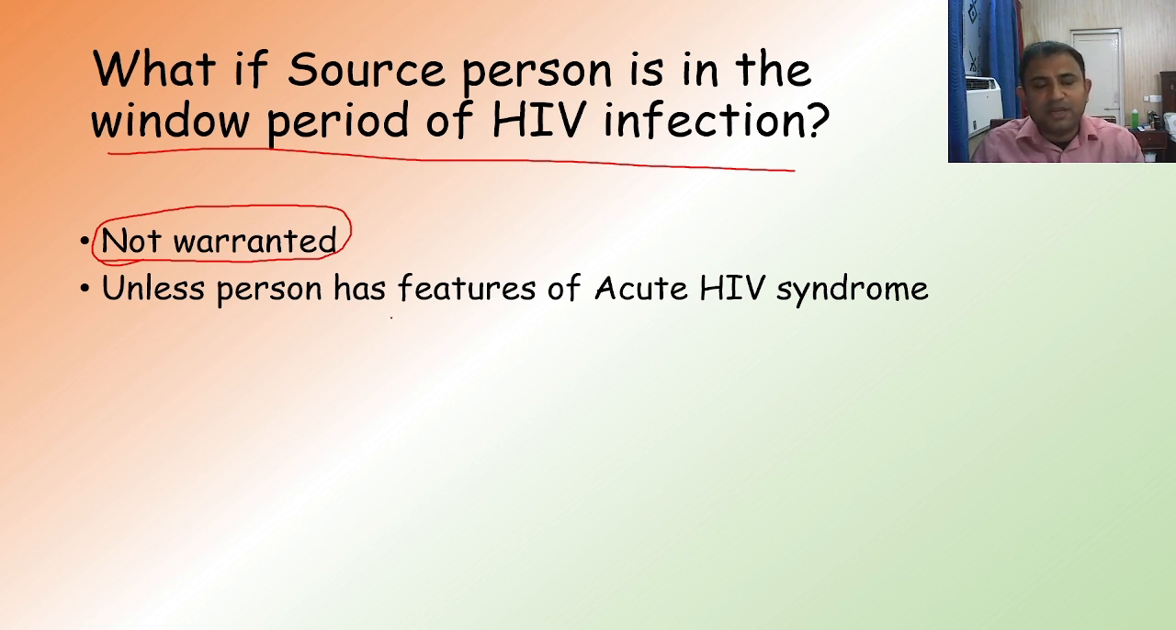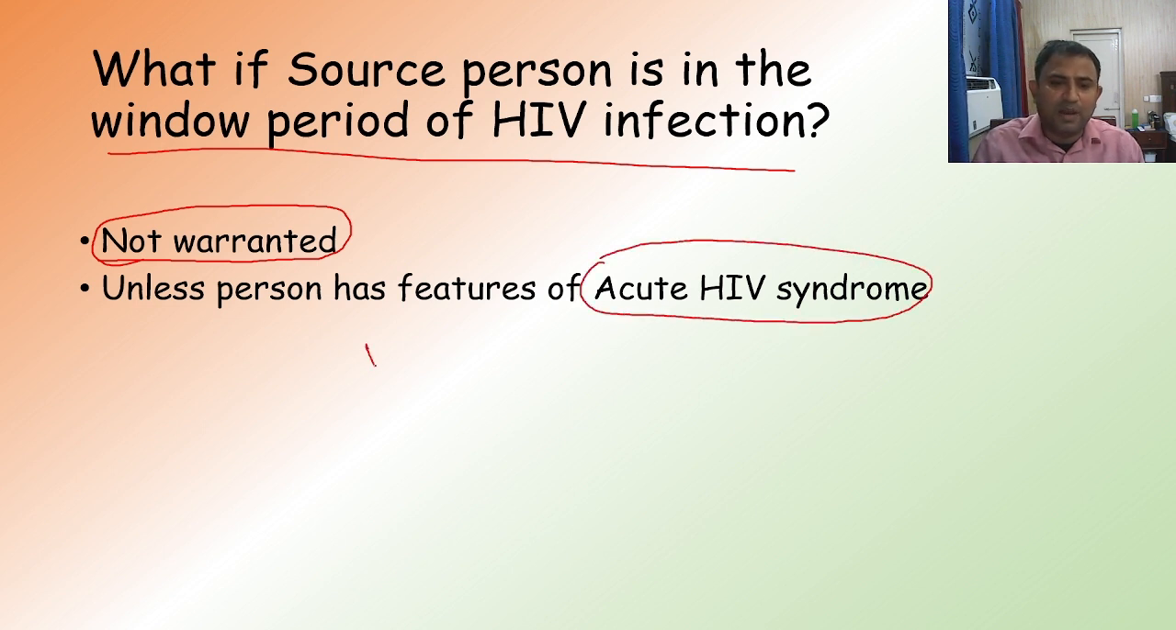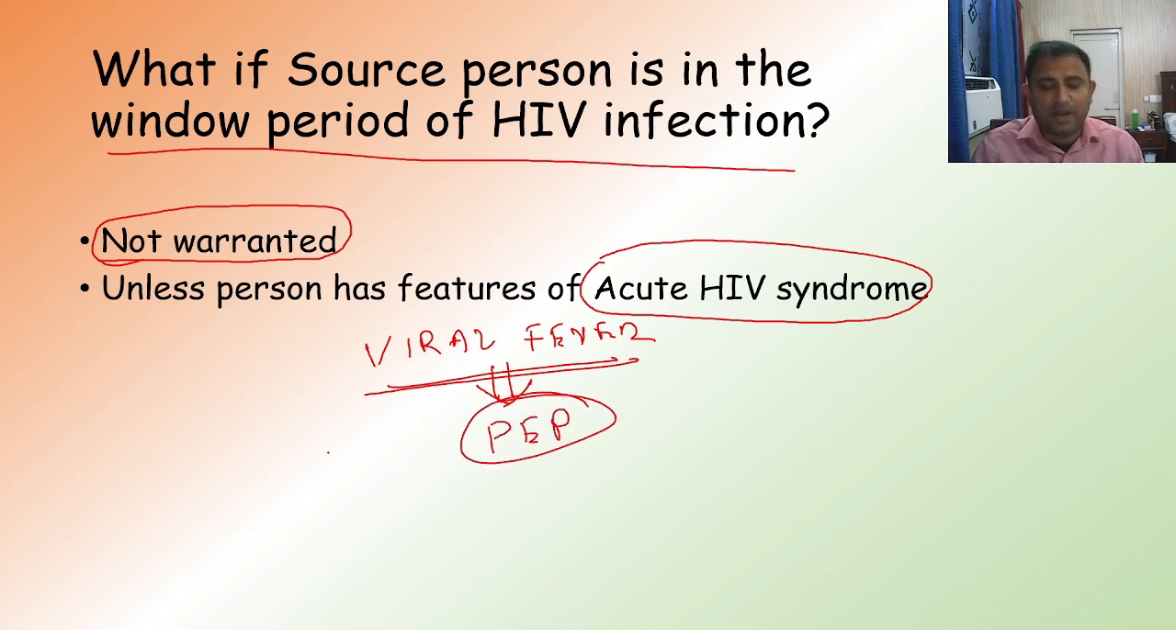if the person is showing features of acute HIV syndrome, which is nothing but a viral prodromal syndrome like any other viral prodrome, if he is having fever, myalgia, body aches, lymphadenopathy, then there may be a shared decision taking of giving a post-exposure prophylaxis. Otherwise, the window period does not have any role in deciding whether to give prophylaxis. It is not warranted at all.